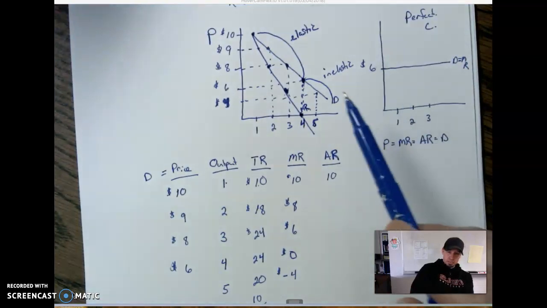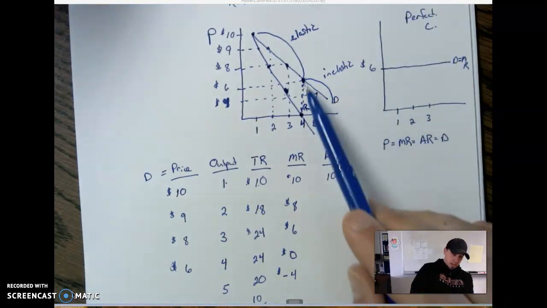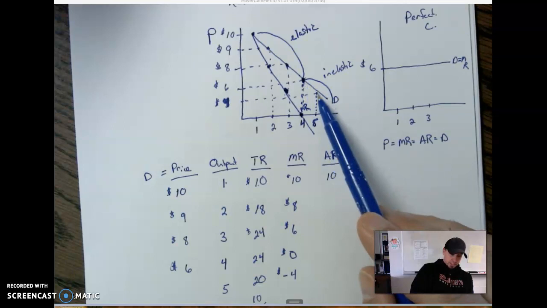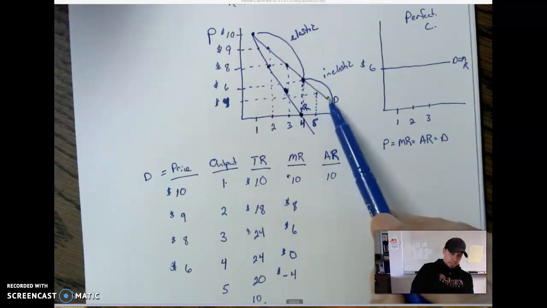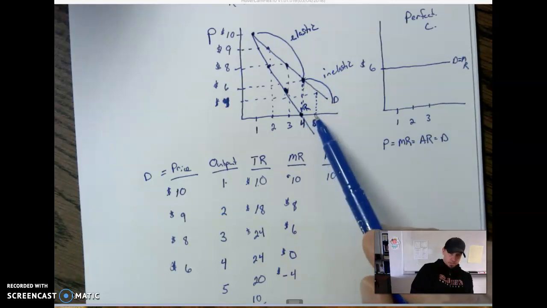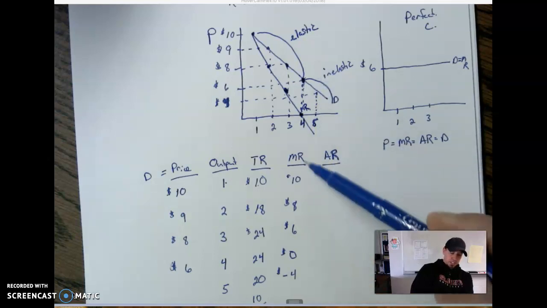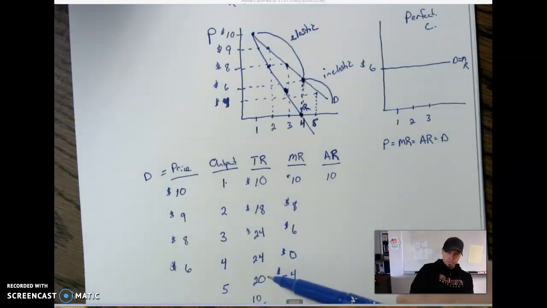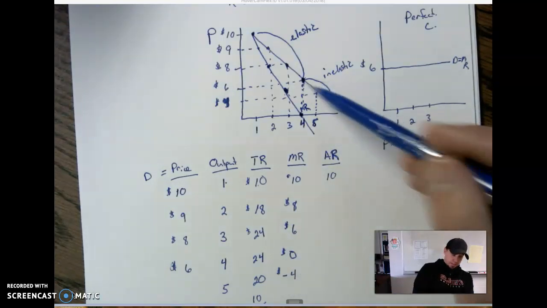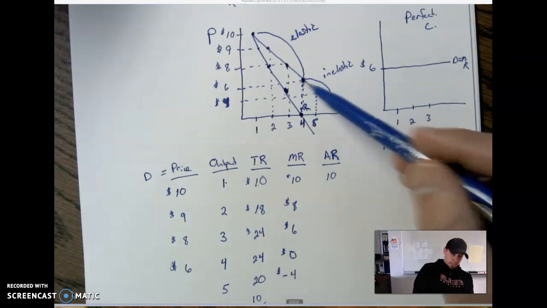So a monopolist would never knowingly produce down in this area of the demand curve where demand is inelastic. The reason is that as they increase output or change price, you're going to see negative marginal revenue, or a decrease in total revenue. So a monopolist would never operate in this area of the demand curve knowingly.